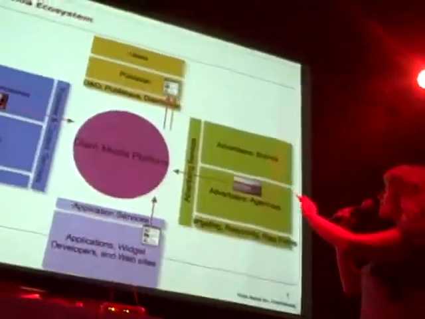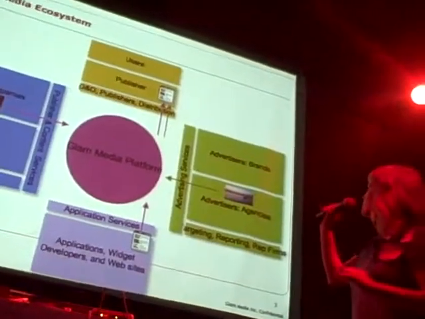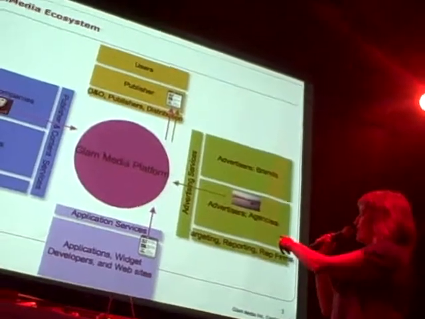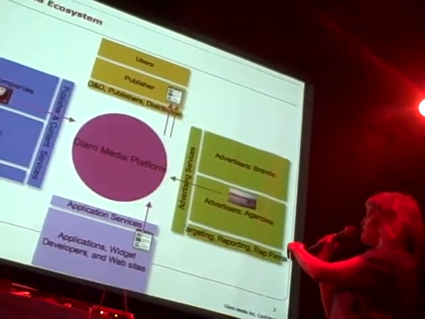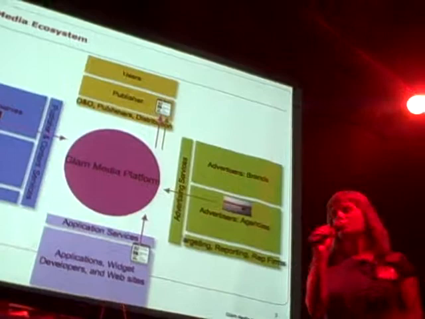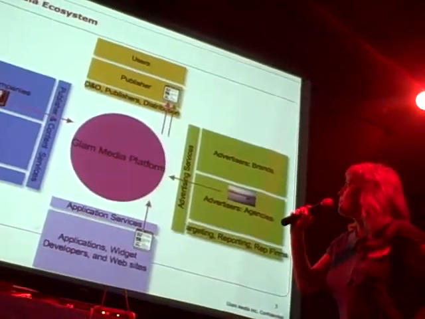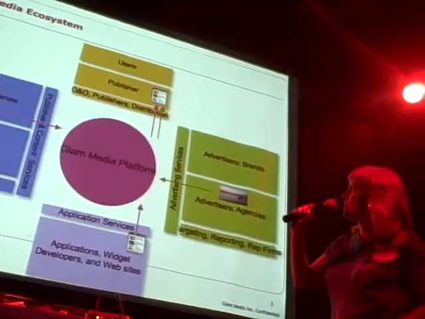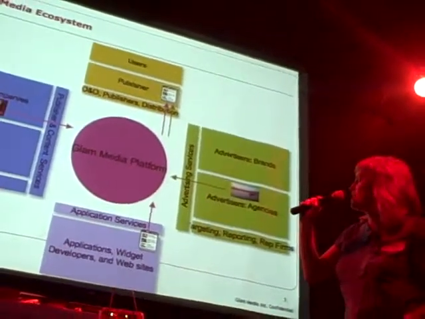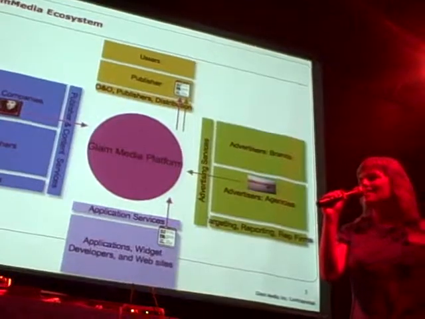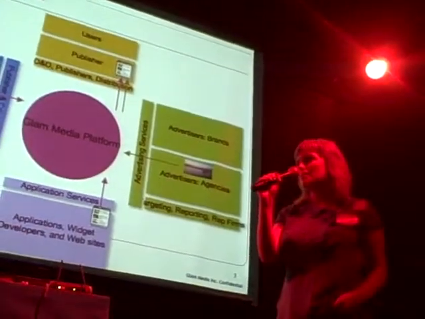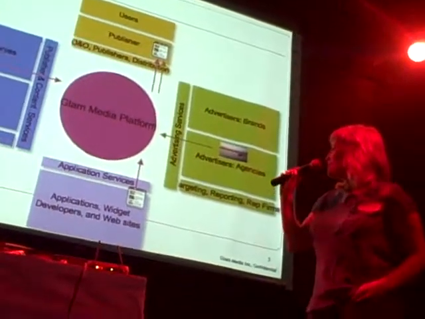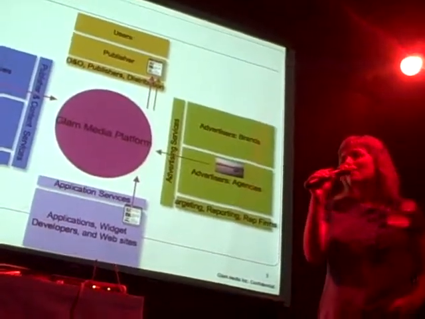So basically, this is the Glam Media ecosystem: users, advertisers, and media companies. And now we're adding a new layer, which is application services and developers, which is where you come in. So what we've been able to do is tightly package the content that we negotiate from media companies with the websites in our network, and create a very high CPM atmosphere for our publishers. And now we want to be able to do the same thing with developers.